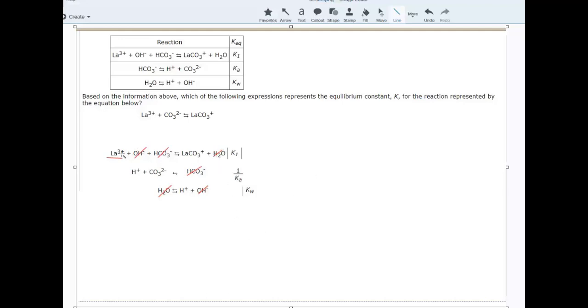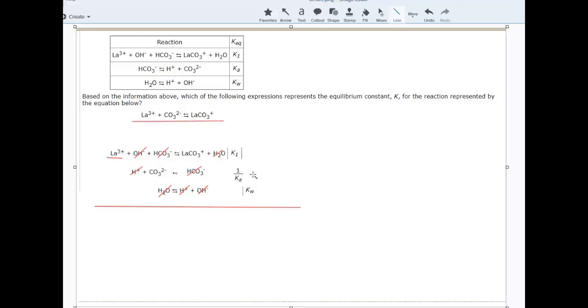Okay, let's see. What do we have? So far, on my left side, I've got lanthanum cation +3 and H+. But wait, there's no H+ here. Here we go again. Have faith. This H+ cancels out. So now the only thing I've got left on my reactant side is lanthanum and carbonate. The only thing I've got left on my product side is the carbonate. So if I combine these three reactions, I add them up, I'm going to come up with my desired reaction.